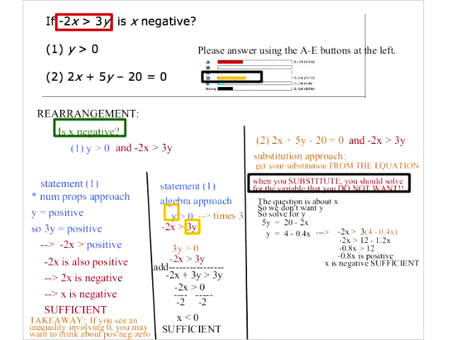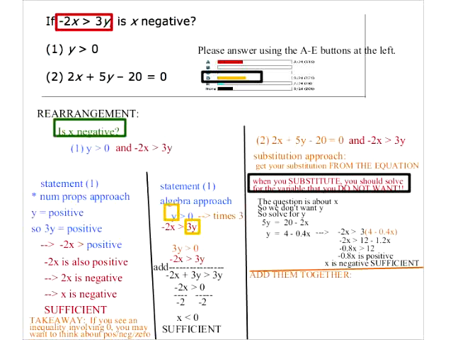There's one other way that you can approach this. Let me show it to you real quick. If you don't want to do a substitution approach, or if the substitution approach confuses you, then you can always, actually, these are tailor-made to just be added together. You can add an inequality to an equation.